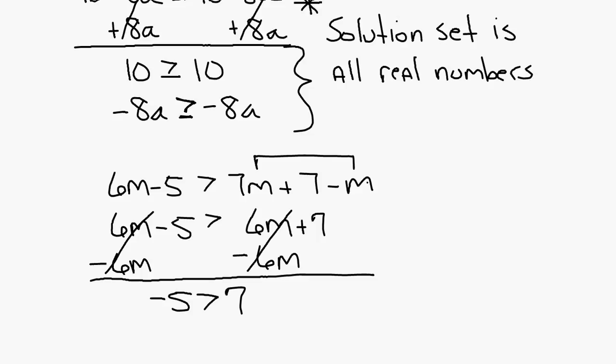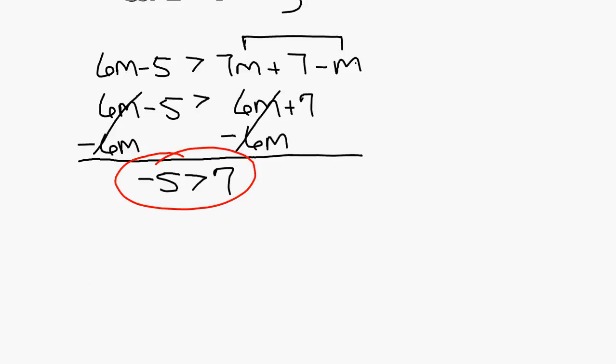Negative 5 is never greater than 7, is it? Okay? So when you get to this step, since this is not the case, this cannot happen. That's not true. This is no solution. So again, like when you were solving equations, if you get to the final step in your problem and the answer doesn't make sense, like negative 5 can never be greater than 7, that's no solution.